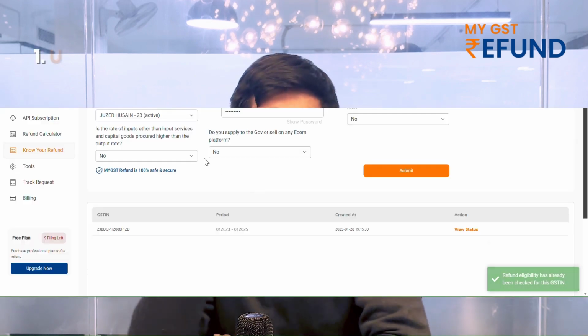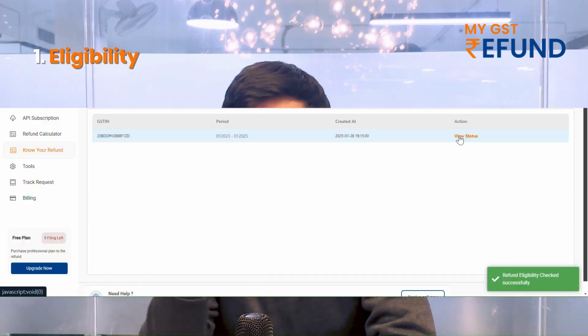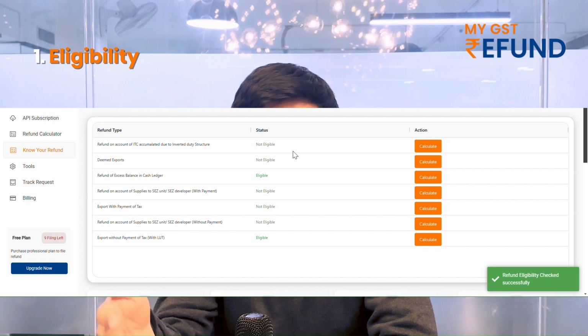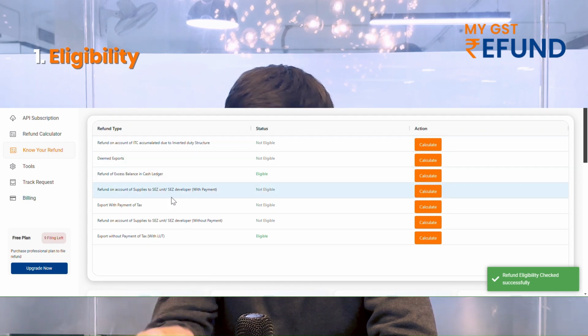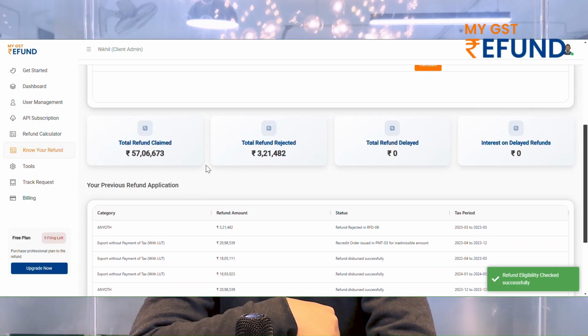Once you hit the submit button, it will tell you first the eligibility. The eligibility criteria for any type of GST refund for which you are eligible. After that, the second point, calculation. It will help you to calculate that particular GST refund. Third, and the very important part, is the GST refund health check.